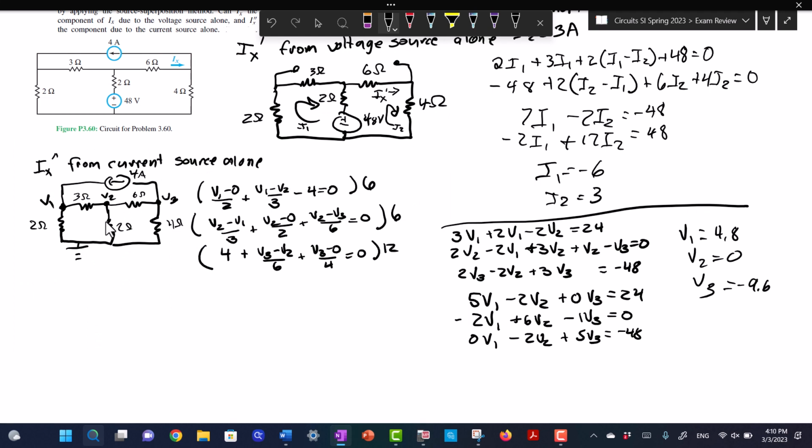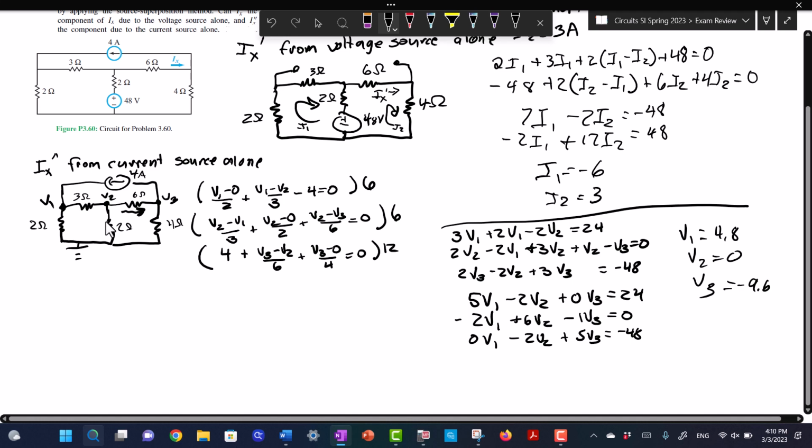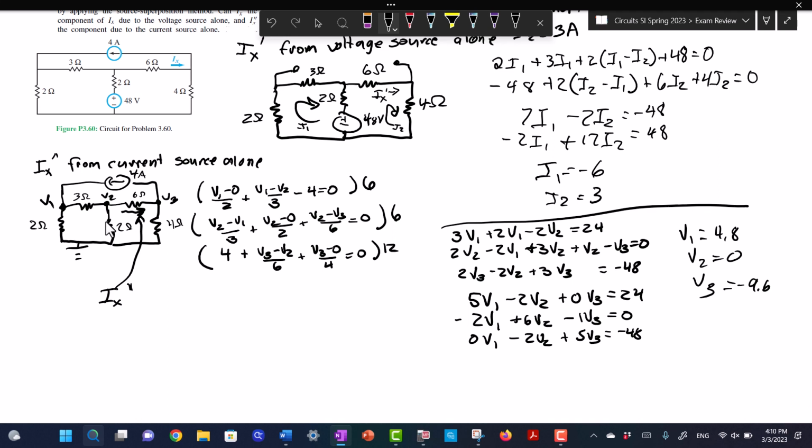But what I need is this current. So that current, which we're calling Ix double prime. A current is always the beginning voltage minus the ending voltage over the resistance. So Ix double prime is V2 minus V3 over 6 ohms, which was 0 plus 9.6 over 6, which is 1.6 amps. So from the current source alone, we get 1.6 amps.